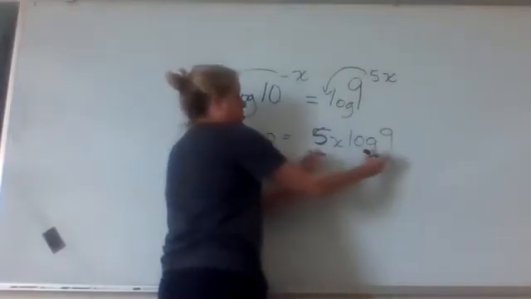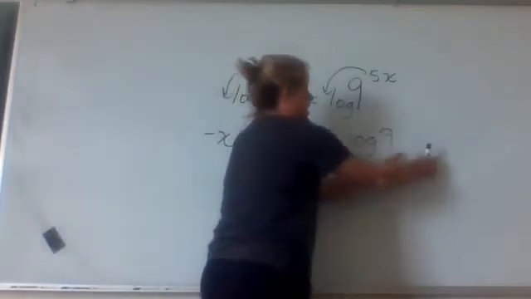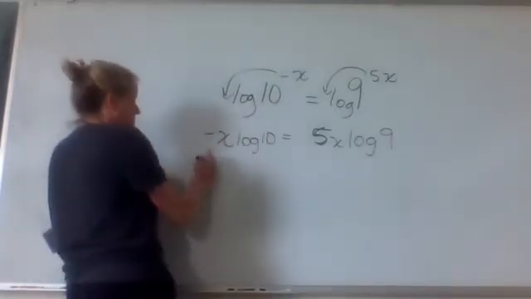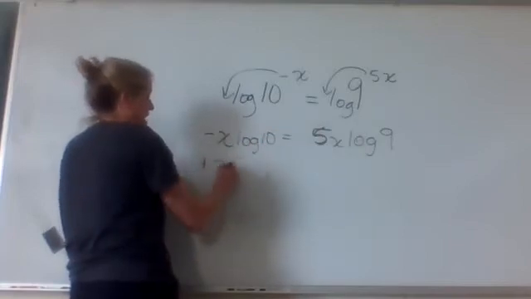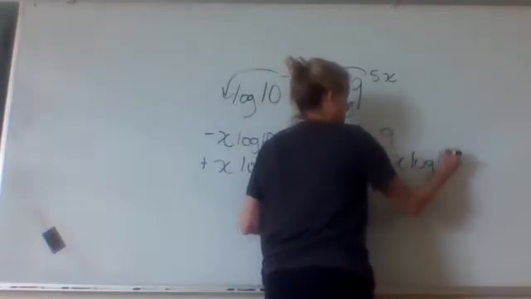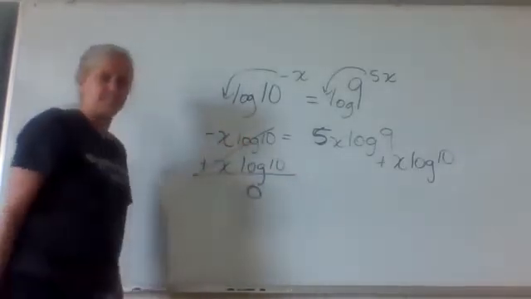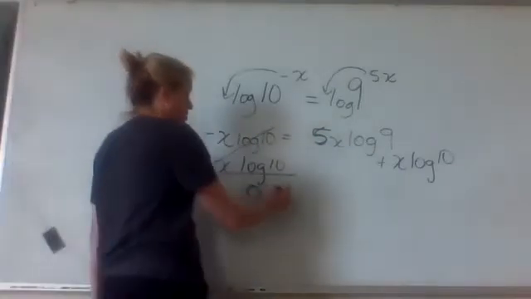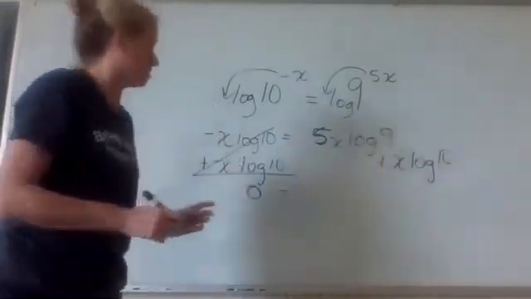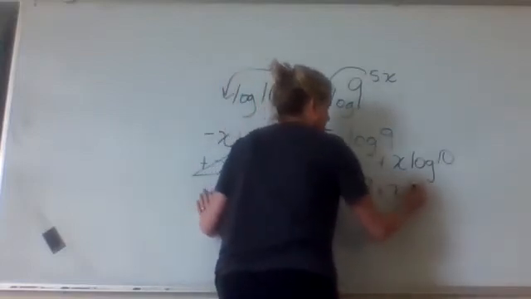So the first thing I'm going to do is move this one over here, just because that'll keep my x's positive. You can move this one over here if you wanted, but I'm actually going to move this one over there. So plus x log 10 plus x log 10. It cancels over here, I don't have anything left, so there's a big fat 0. Equals, again, they're not like terms, I just wanted the x's on the same side, and you'll see why in just a second. So I have 5x log 9 plus x log 10.